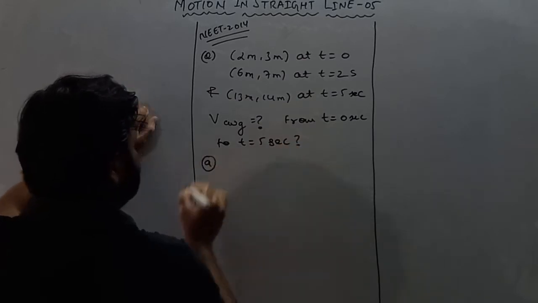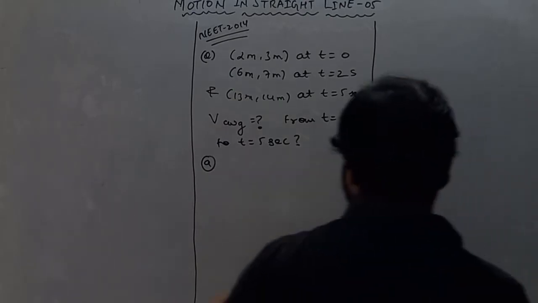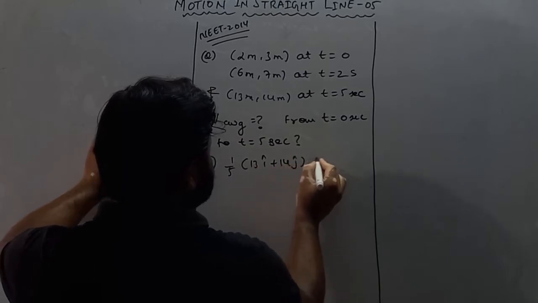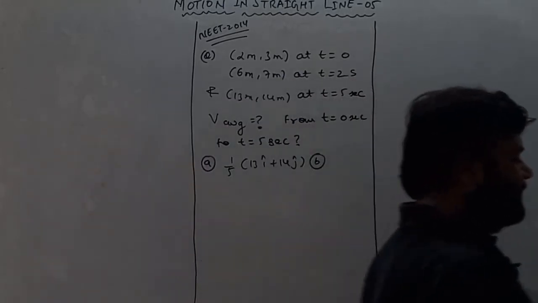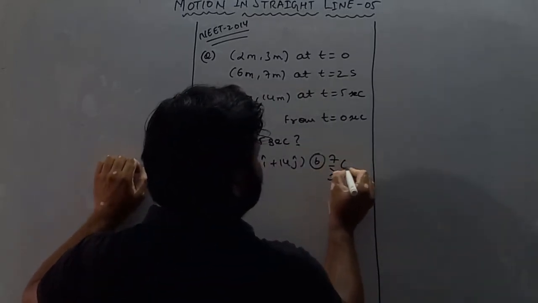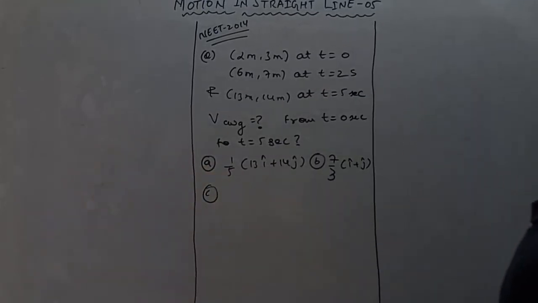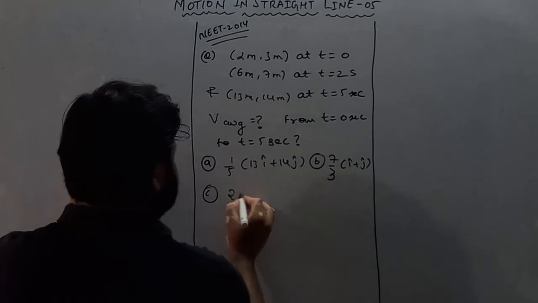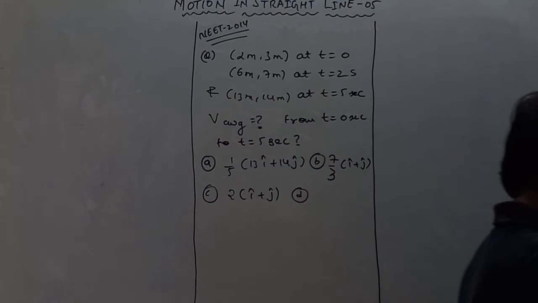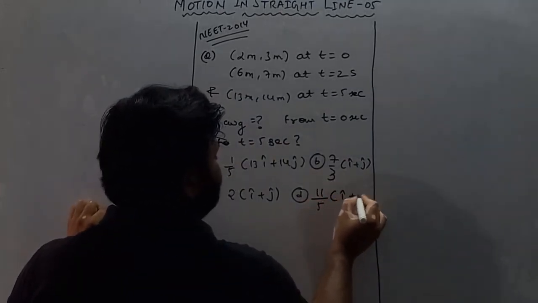The options are: A, 1 by 5 (13 i cap plus 14 j cap); B, 7 by 3 i cap plus j cap; C, 2 i cap plus j cap; and option D is 11 by 5 i cap plus j cap.